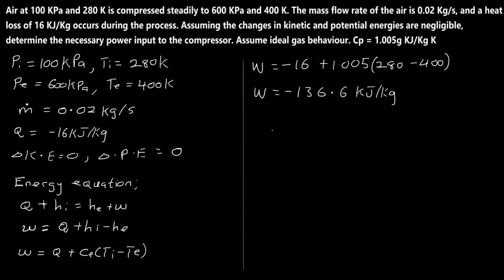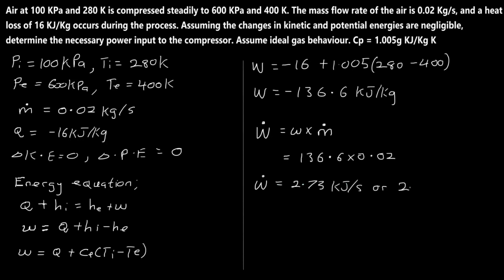To calculate the rate at which work is done, we multiply the work done per unit mass by the mass flow rate. We can do away with the negative sign now because we already know the direction of our work. For the rate at which work is done, we obtain 2.73 kilojoules per second, or 2.73 kilowatts, and this is the required power input for the compressor.